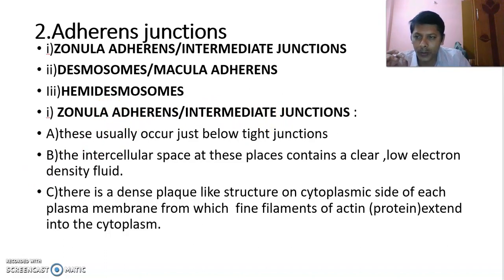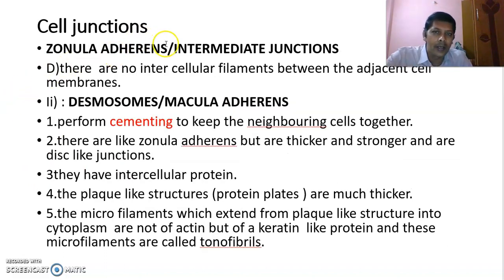Now come to the next one, zonula adherens or intermediate junctions. Another point: there are no intercellular filaments between the adjacent cell membranes in these intermediate junctions. Next one, desmosomes, which are macula adherens. They perform cementing to keep the neighboring cells together.